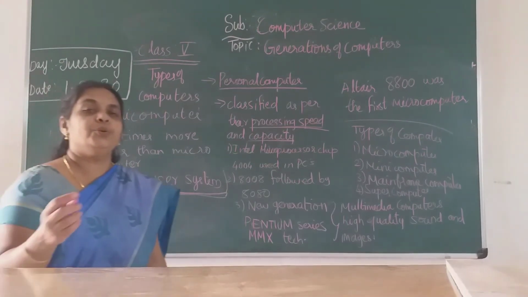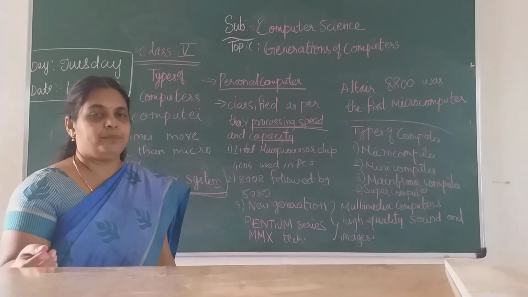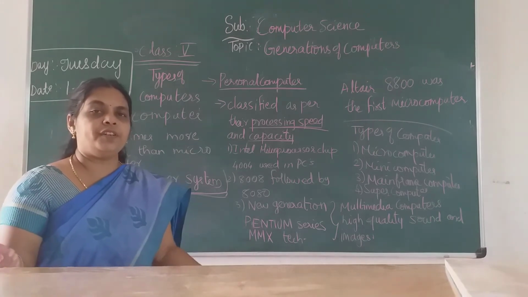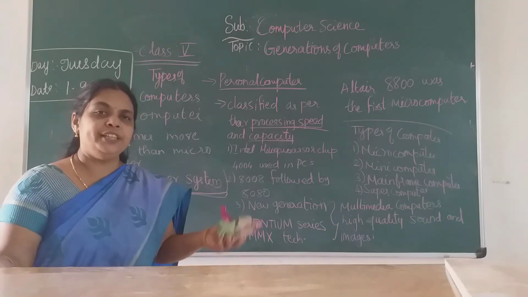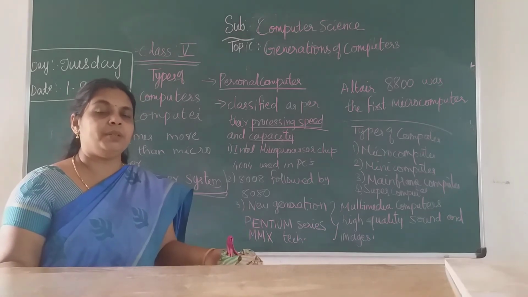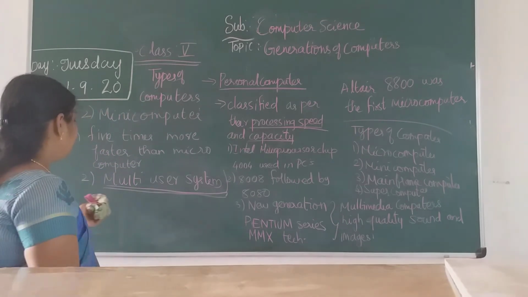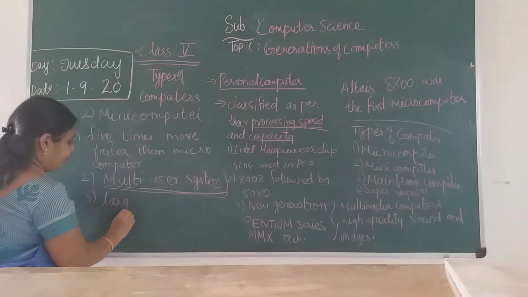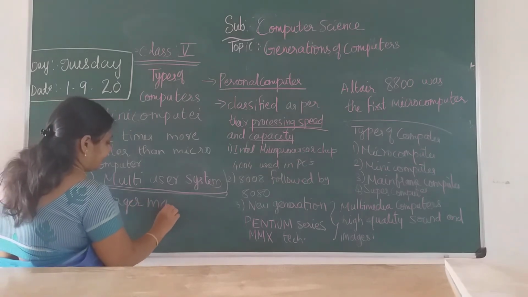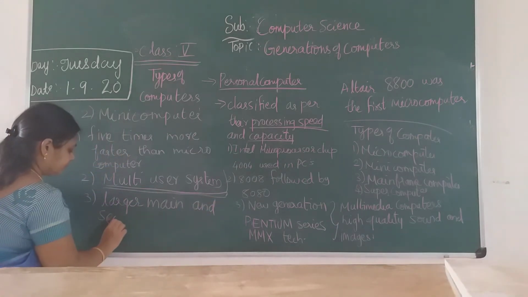Multi-user means many people can do multiple works at a time. In an office or in a company more than 100 people or 200 people can work. So in that place you can use this mini computer. It will have larger main memory and secondary memory.